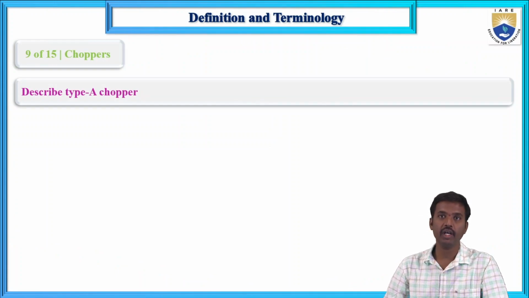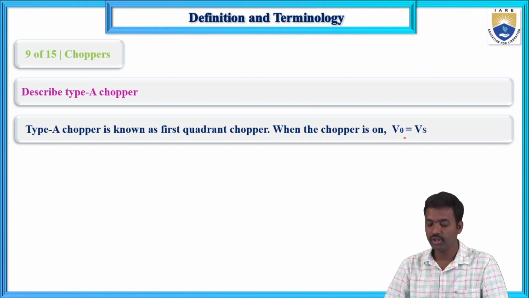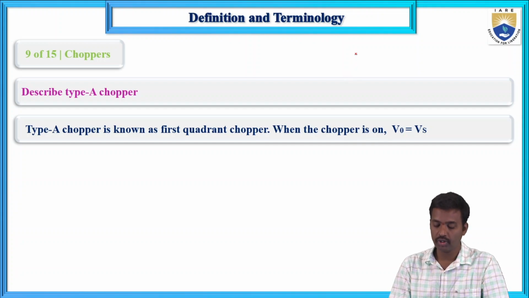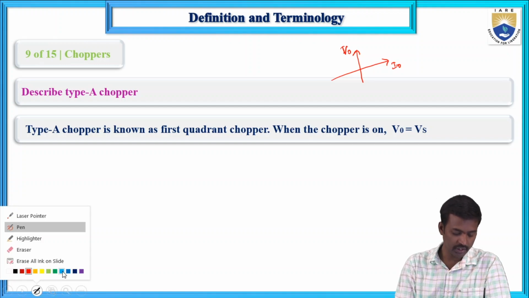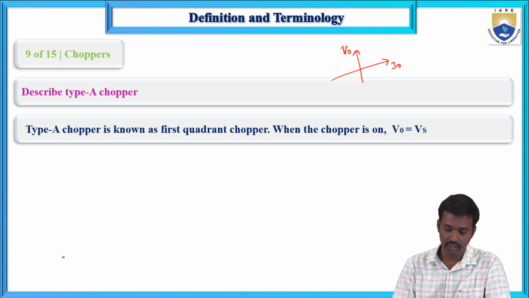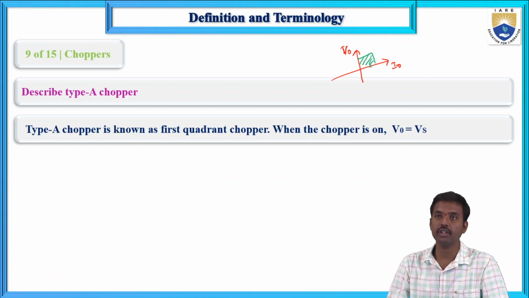And next, describe class A chopper. What do you mean by class A chopper? Class A chopper means first quadrant chopper. When the chopper is on, V naught equals Vs. If you draw the output voltage and output current, this is the first quadrant chopper. It operates in the first quadrant.